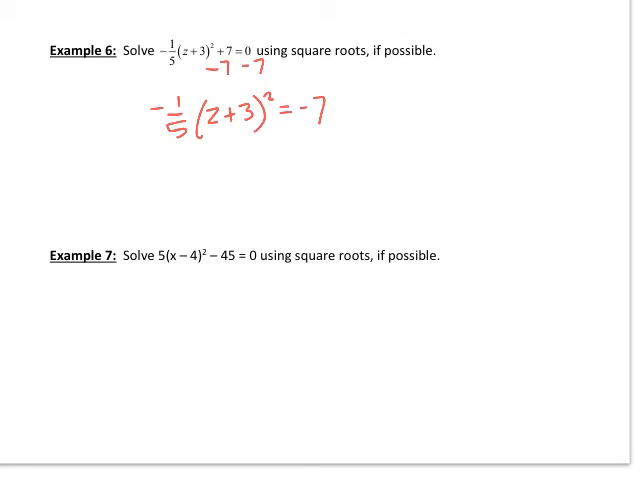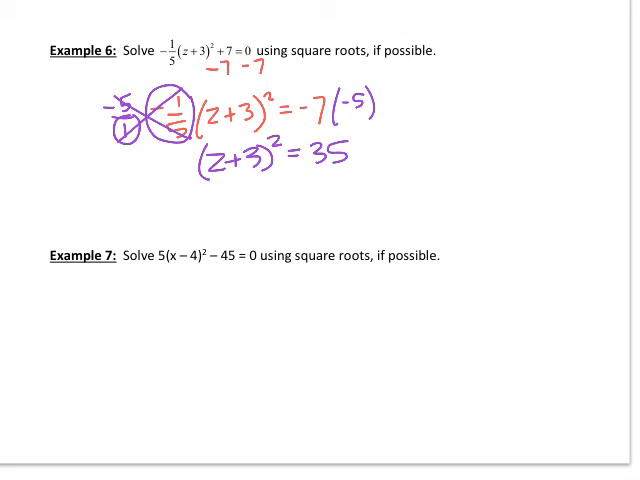To get rid of my fraction out front, I'm going to multiply by the inverse. So multiplying by -5 over 1, and that's going to be multiplying this by -5 as well. And the reason I put the over 1 is just to make it simple to see that that's going to cancel here. So I end up with z plus 3 squared equals positive 35 because I'm multiplying two negatives together. And now I want to take the square root of both sides.